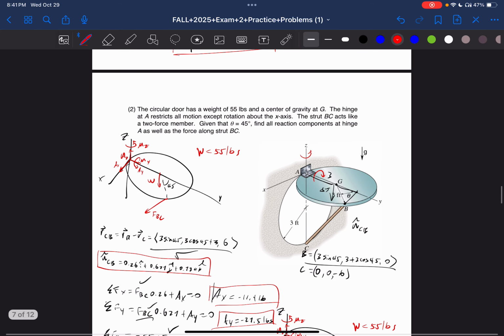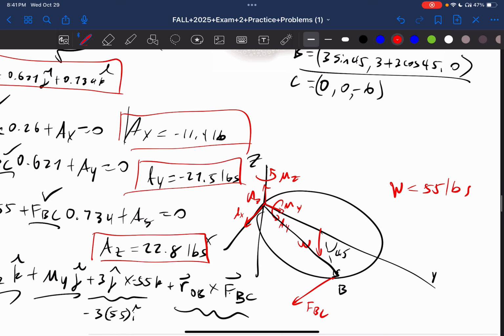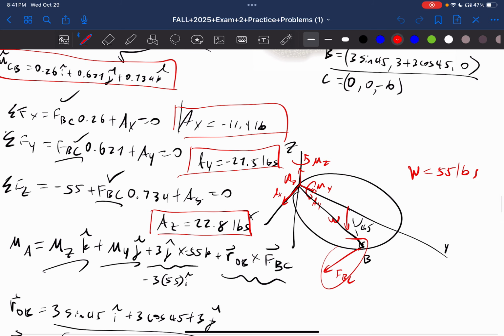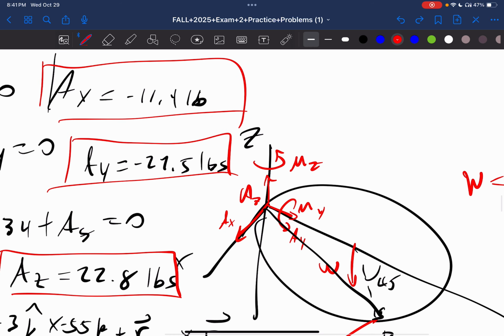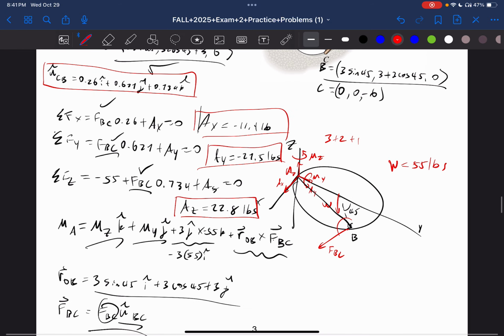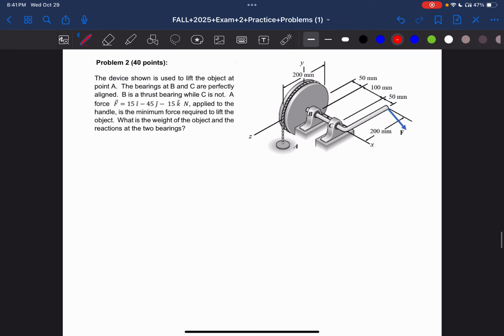What does it ask us to solve for? Is that all reaction forces at the hinge as well as the force along strip BC? Okay, so we have force BC and all the reaction forces, 3 here, and then the force here, so this is going to be 4. Actually, no. What am I saying? There's going to be 3 forces, 2 moments, and then another one. So it's going to be a total of 3 plus 2 moments plus 1. So it's going to be a total of 6. So 1, 2, 3, 4, 5, 6. Okay, that's good. So we solved for everything.